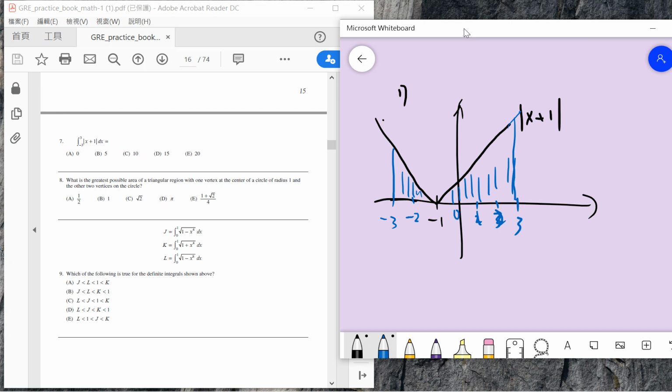So the height for this is 4. This is 4. This is 2, this is 2. So you just add these two triangle areas, you get 10. The answer is C.